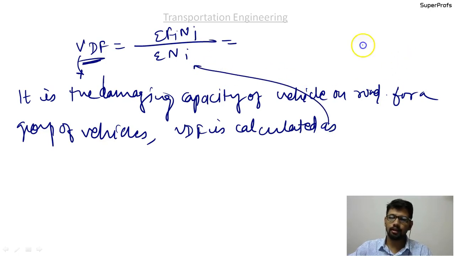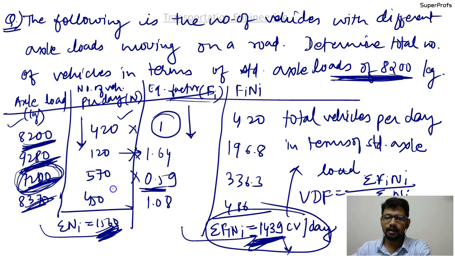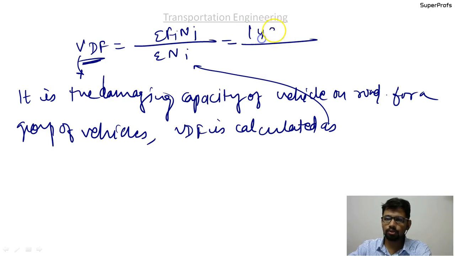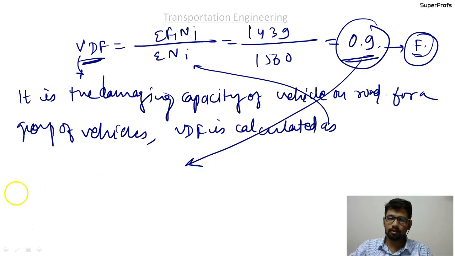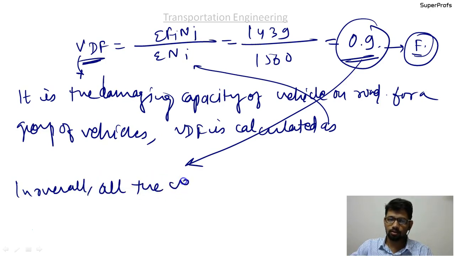From the given information, summation FiNi is 1439 and summation Ni is 1560. So 1439 upon 1560 is equal to 0.9, which is the vehicle damaging factor, the F value that we should use in our formula. Overall, what does this mean? All the vehicles together damage the road less than the standard vehicles.